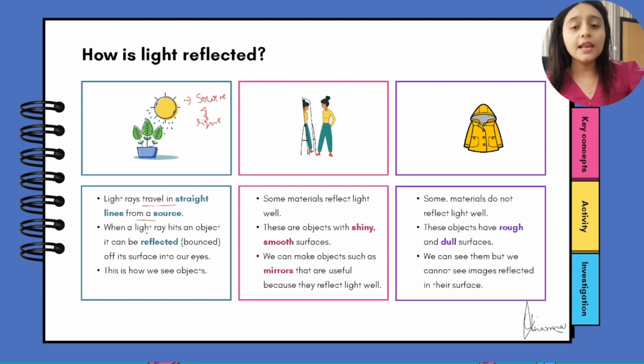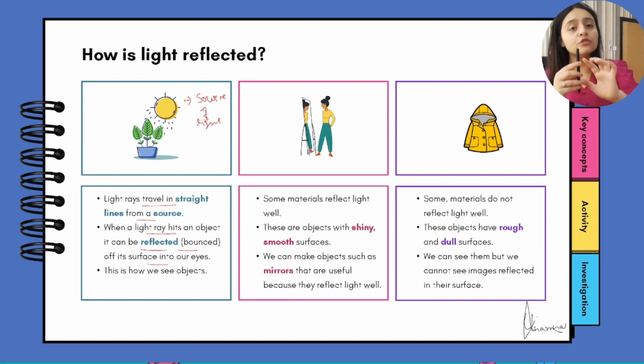When a light ray hits an object, it can be reflected or bounced off its surface into our eyes. We have studied this. If the sun is the source, and the source is emitting its light on this object, what happens when the rays of light come to this object? The rays of light bounce from this object. When the rays of light hit the object, they bounce back.